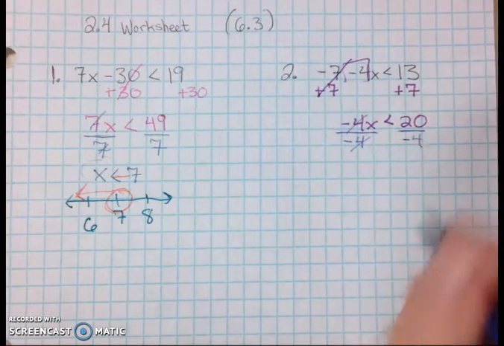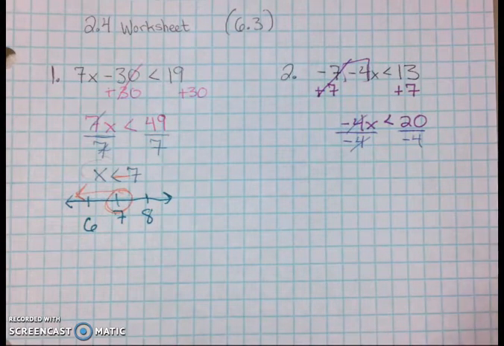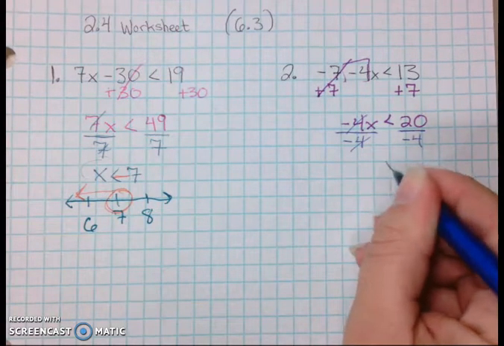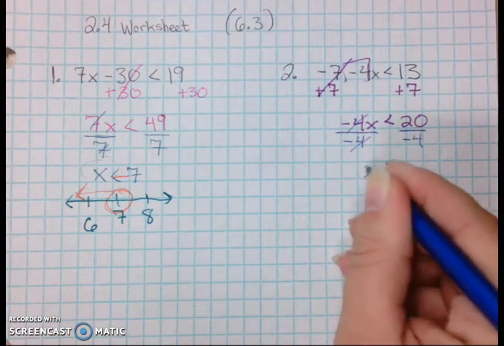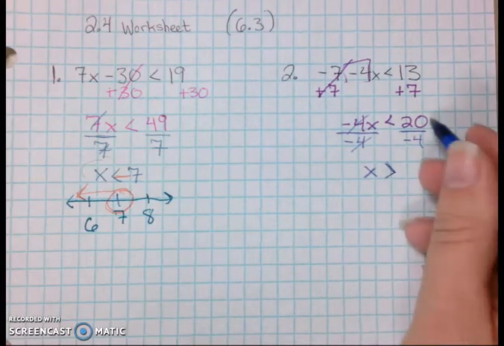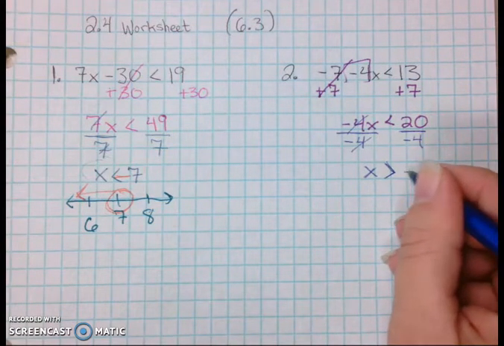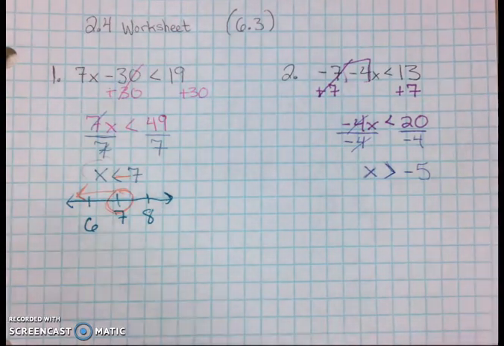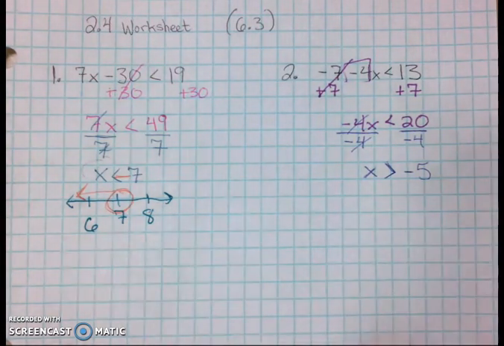These cancel out, and you should be yelling, stop! You divide by a negative, flip the sign. So we flip this sign here. So x is now greater than, when we divide these, we get negative 5, because a positive divided by a negative is a negative. Alright, and then let's graph this.